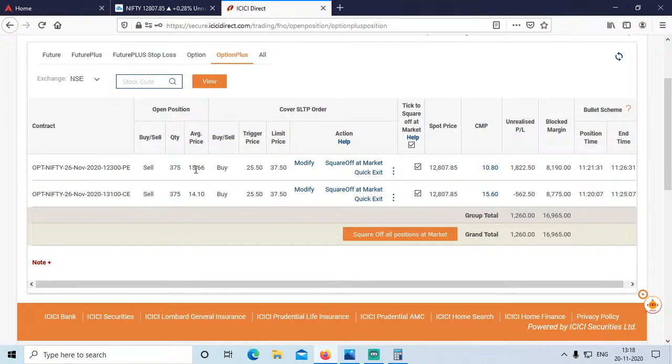Like in the morning I put a selling around 15 rupees, and for that the trigger price I put as 28 rupees. The stop loss is just double the price that I sold, and after that I just keep on reducing it.